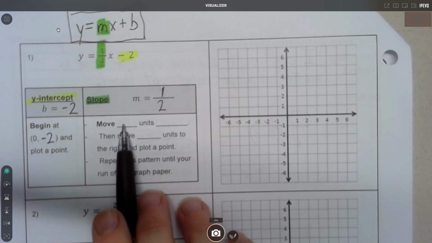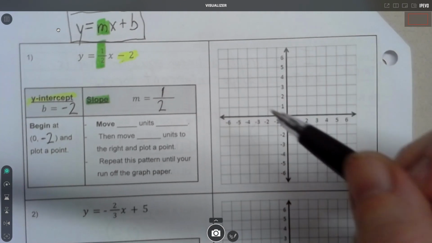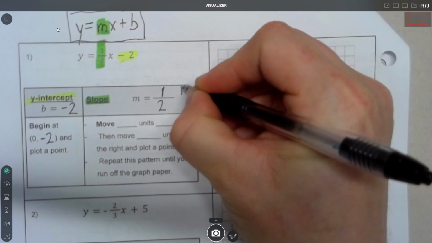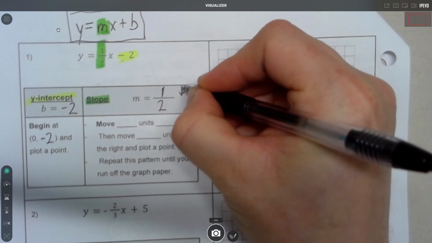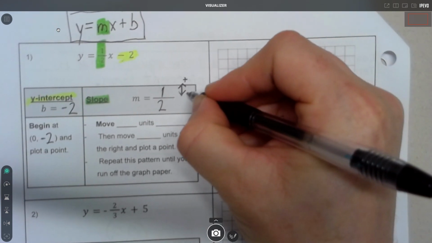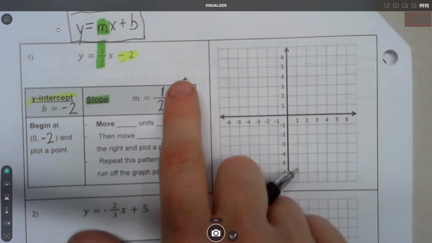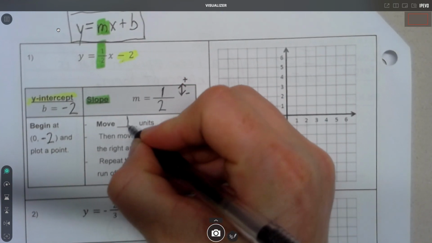Then I'm going to use these directions to find other points. So the top number in the fraction tells me if I'm moving up or down. I go up if the top number is positive. I go down if the top number is negative. So this is a positive 1. I'm going to move 1 unit up.